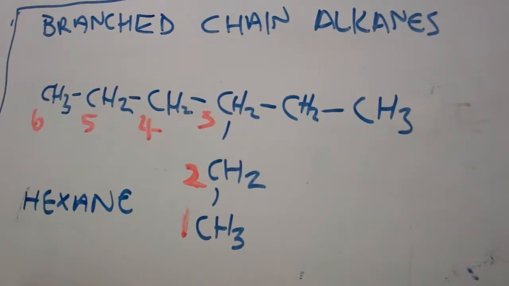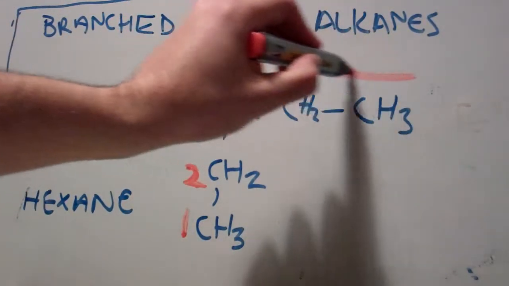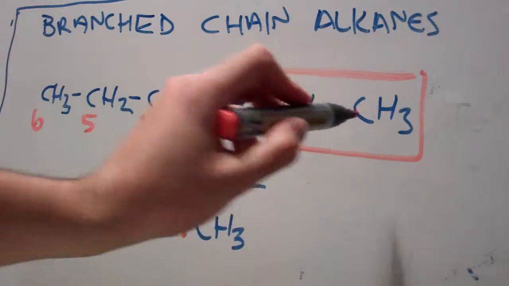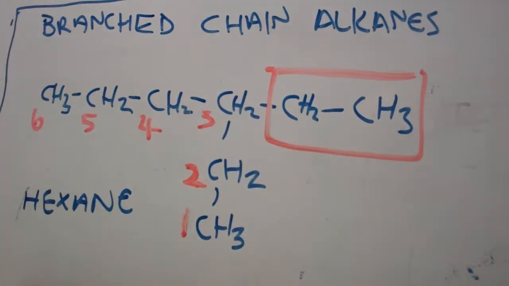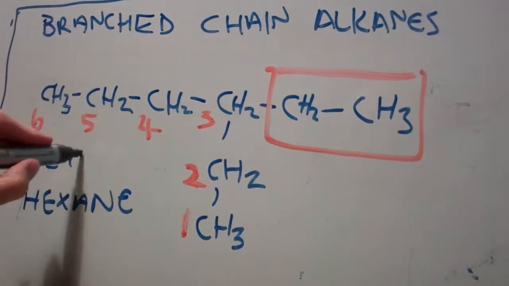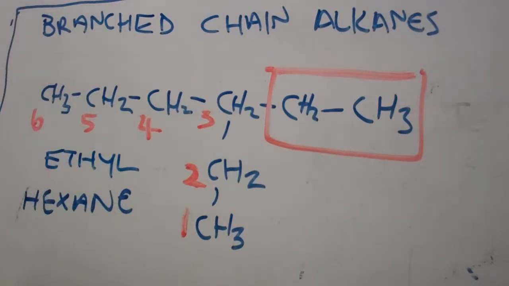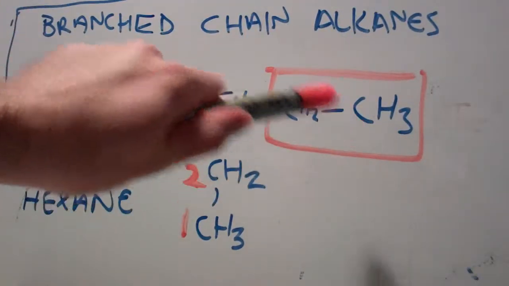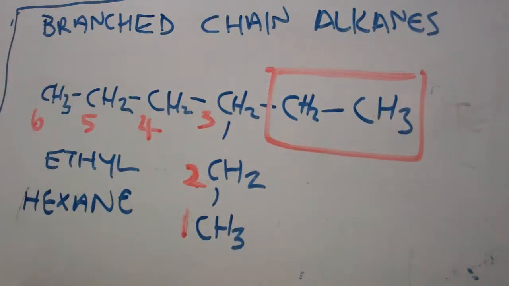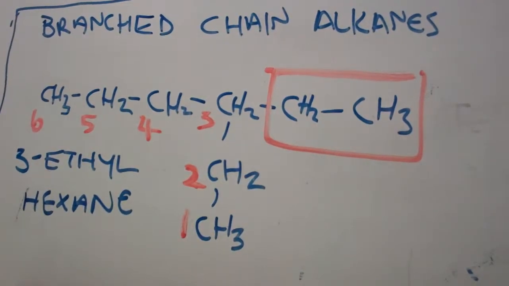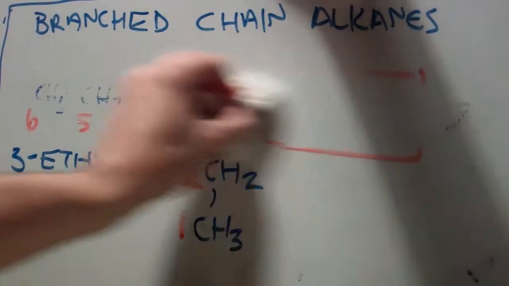This time we have a branch, but it consists of 2 carbons. 2 carbons in our alkyl group means that it's ethyl hexane. And again it's important to note that the ethyl group here is attached to the 3rd carbon in our molecule, so we are looking at 3-ethylhexane. Okay, let's look at one more, something just a little bit trickier.